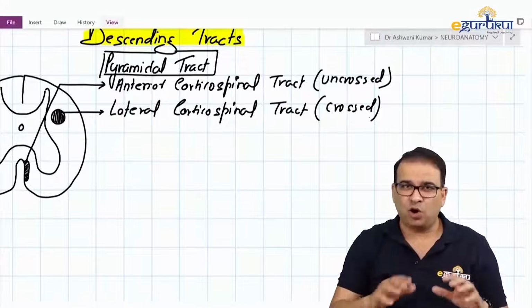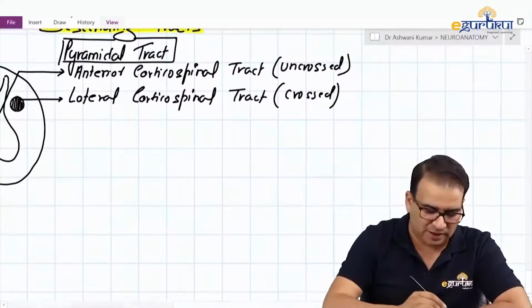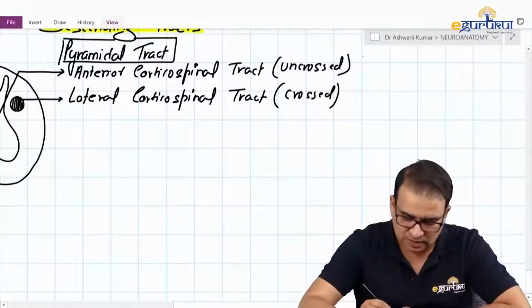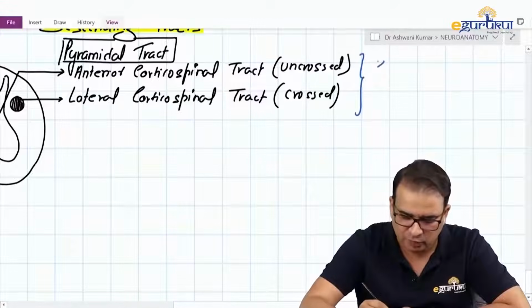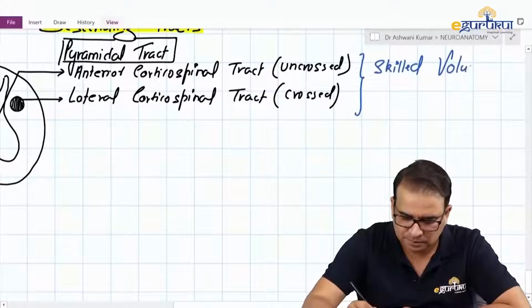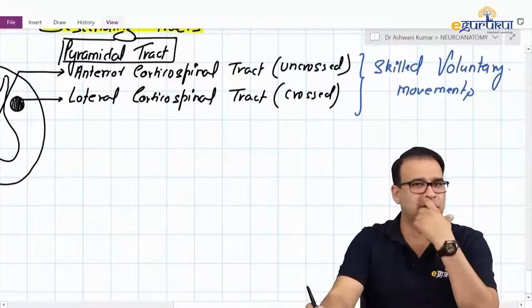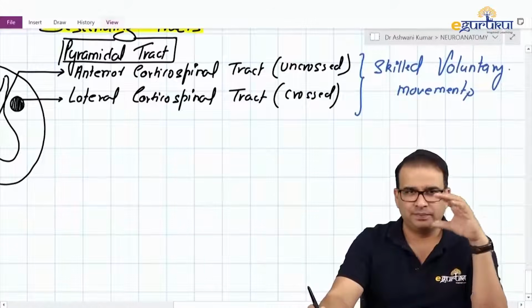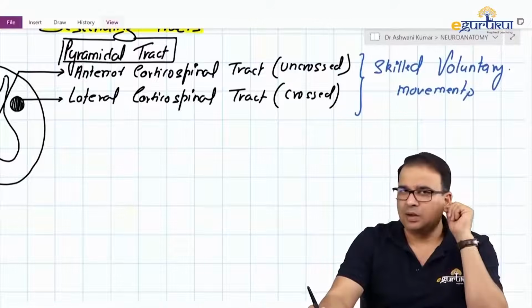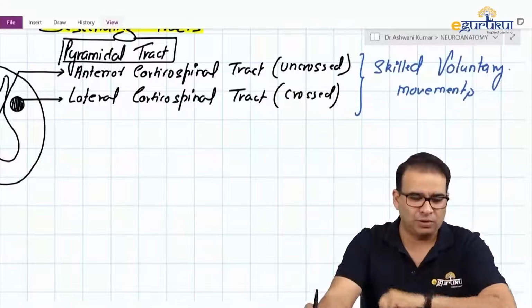Now, whether it is crossed or uncrossed, we are talking about the pyramidal tract, and the function of pyramidal tract is obviously the skilled voluntary movements. Skilled voluntary movements, or simply you can say voluntary movement, that is to be done by the corticospinal tract, both anterior and lateral. One difference is crossed and uncrossed, then there is another difference which we will discuss while talking about the tract.